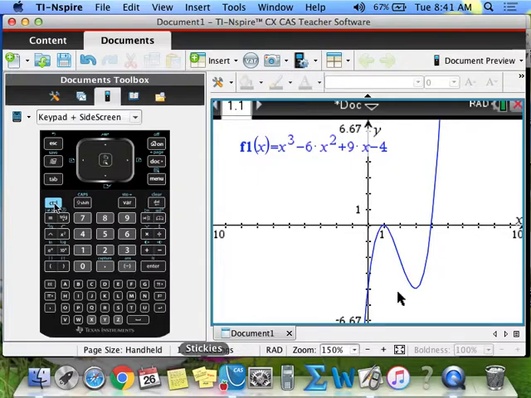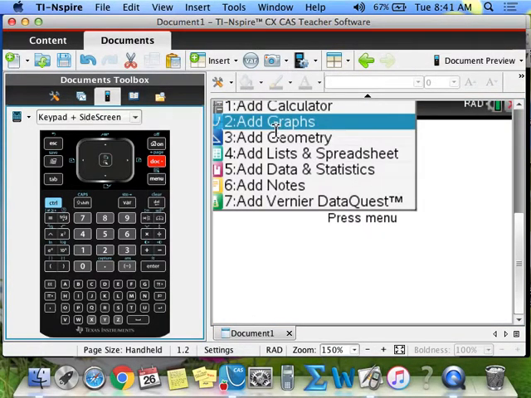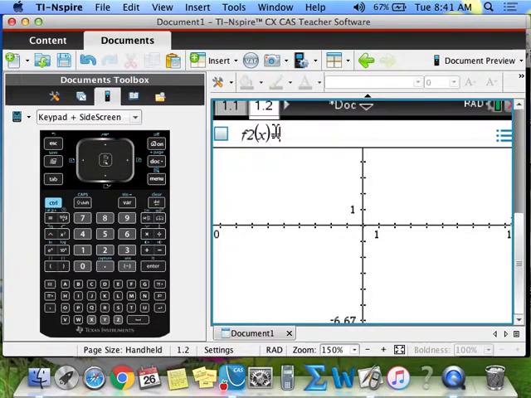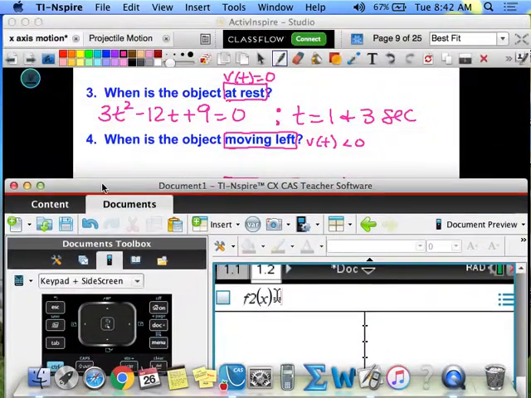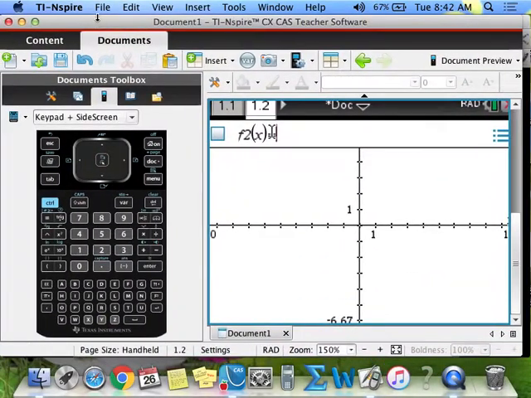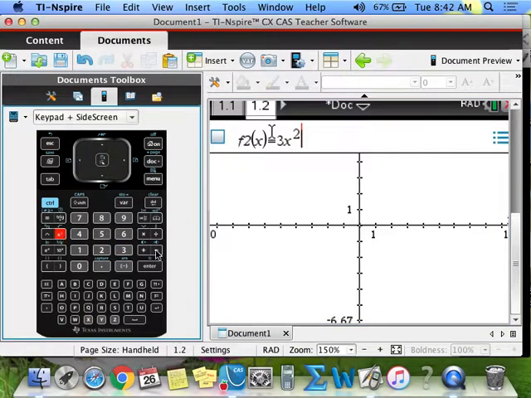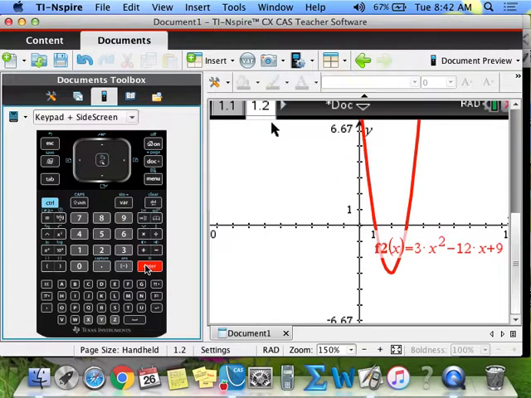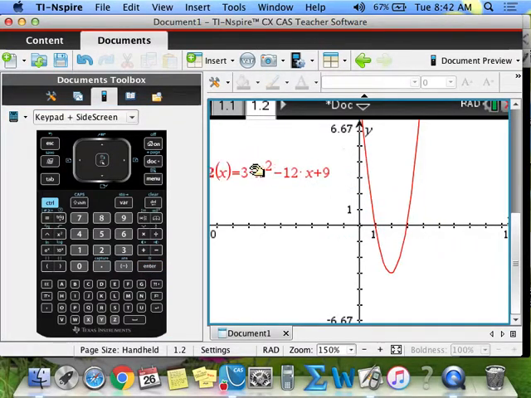Okay. Here's what I want you to do. Get a second graph page just to make connections here. On this second graph page, I want you to graph the velocity function. The velocity function was 3t squared, so 3x squared minus 12x plus 9. Did I remember that correctly? Yes. Thank you. Now, remember, this is velocity. Velocity positive means above the x-axis. So we've got two intervals here where it's above. Velocity negative means below the x-axis. So it leads to the same conclusion.